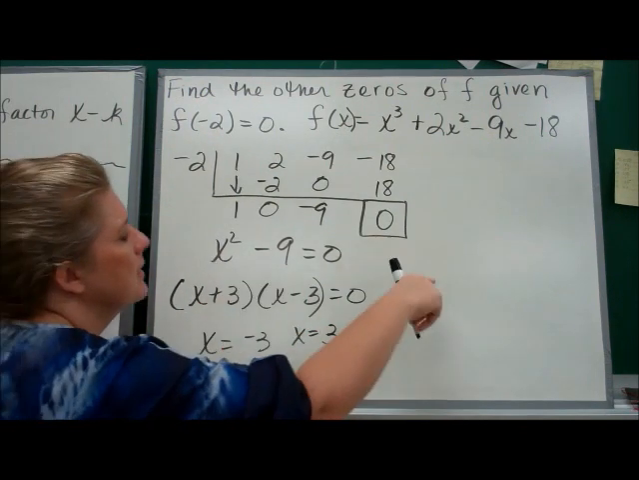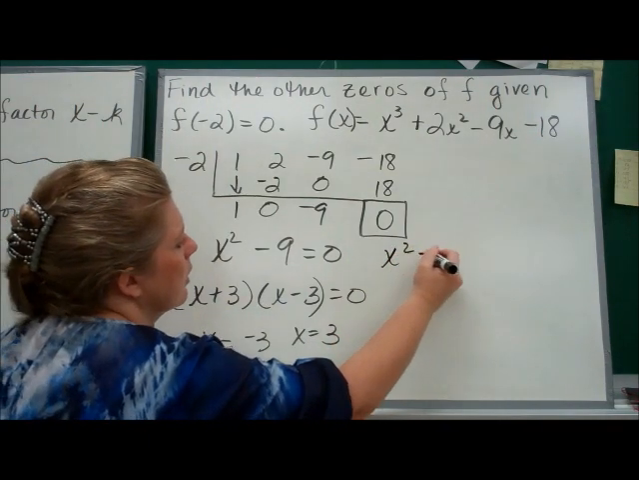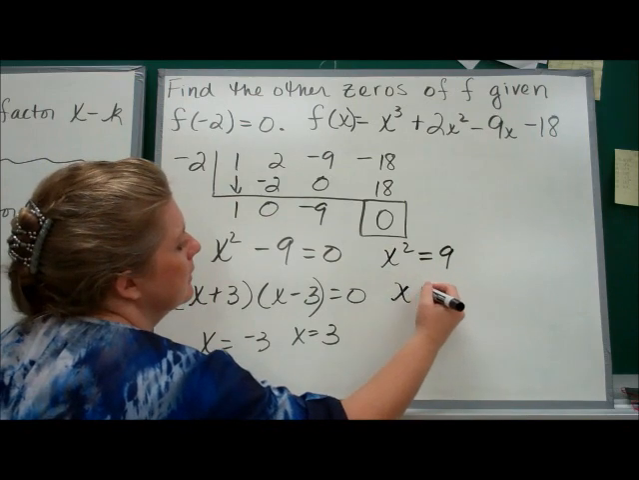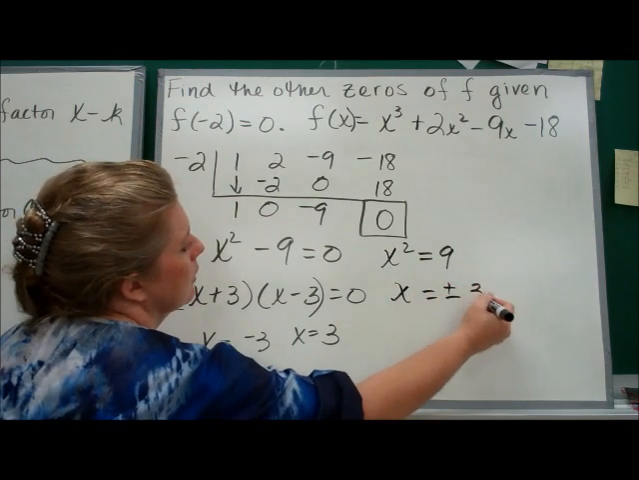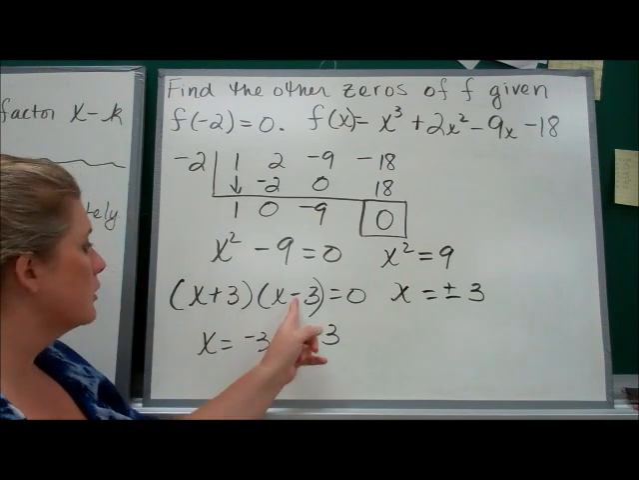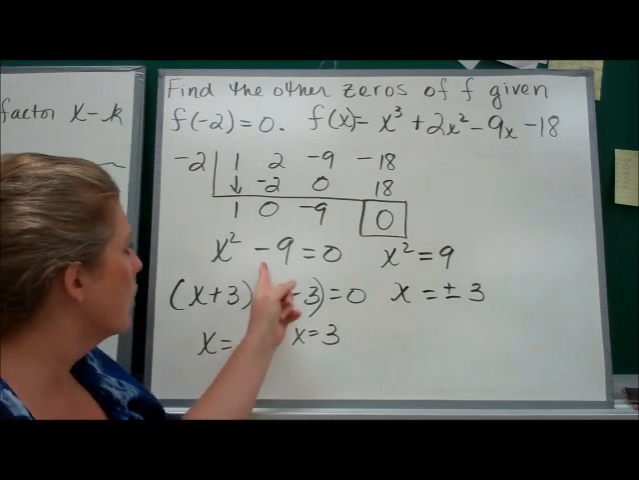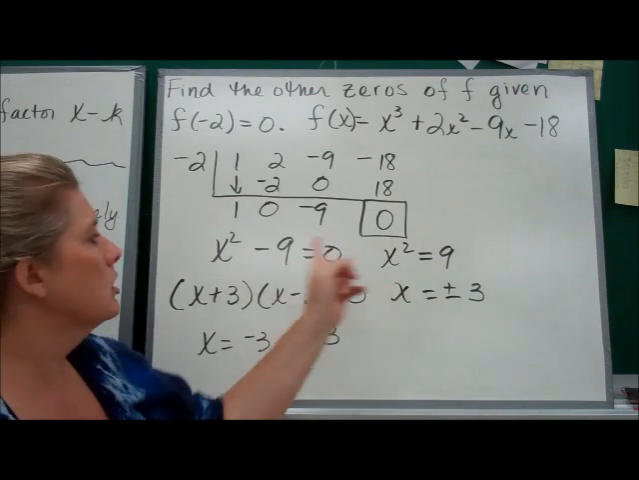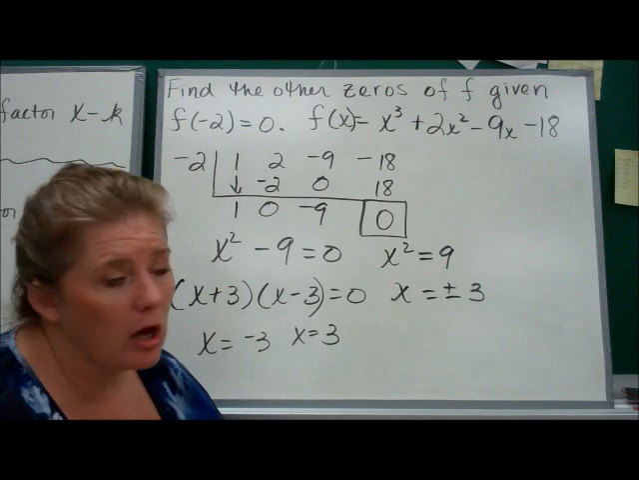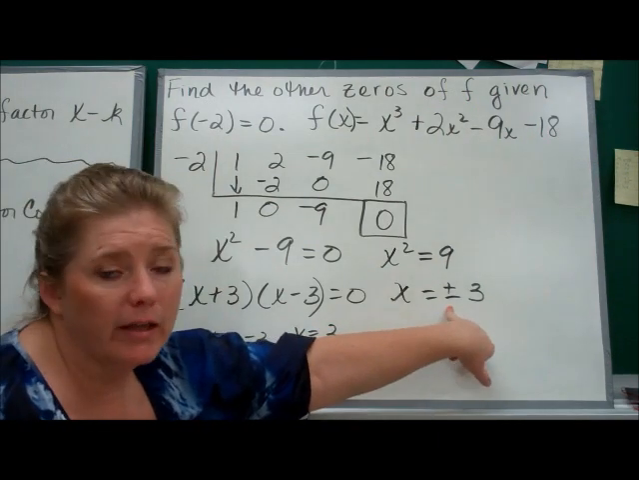Or you can just add the 9 and say x squared equals 9. Square root both sides, so x equals plus or minus 3. Two different ways to get the same answer. You can factor, set each factor equal to 0, or in this case, just move the 9 over and square root. But when you square root and you're solving, you have to remember the positive and the negative.